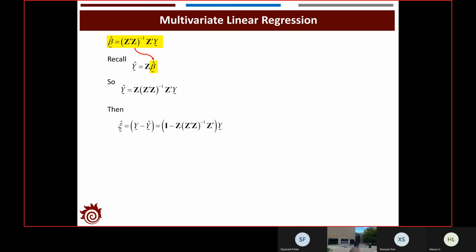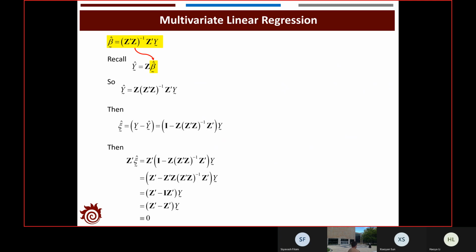And we can also find out the residual, the difference between the true value and the estimated value. That will be y minus y hat, which we show in this equation. We can also check what happens for z prime times epsilon hat. If we check the details of this calculation, you will find that z prime times epsilon hat will just be 0.